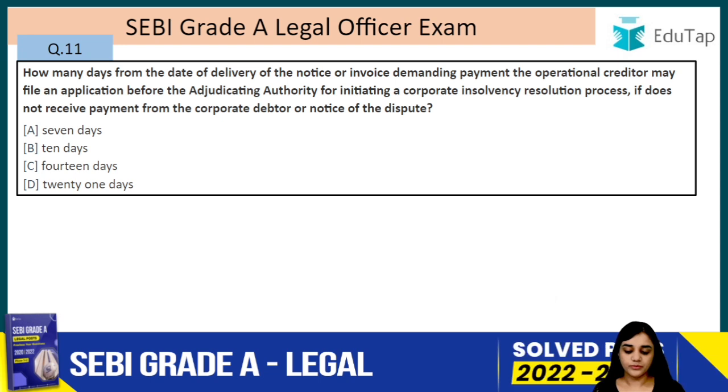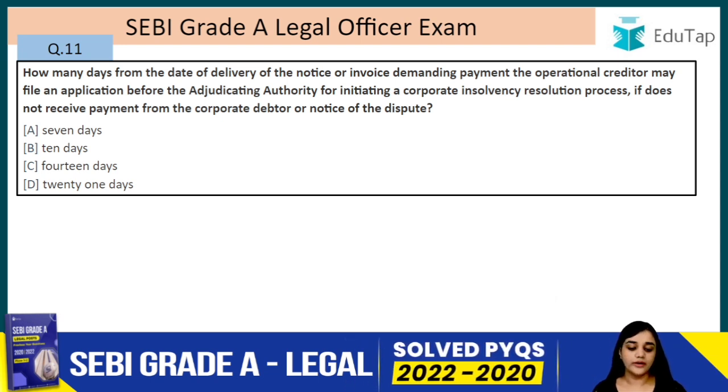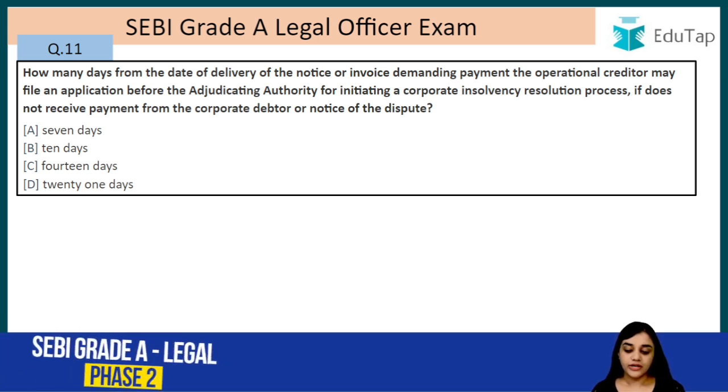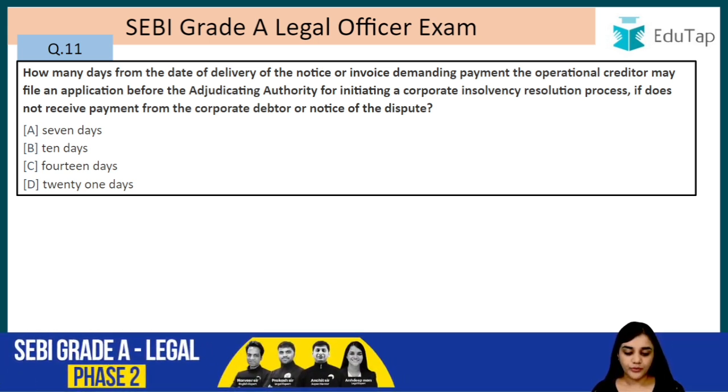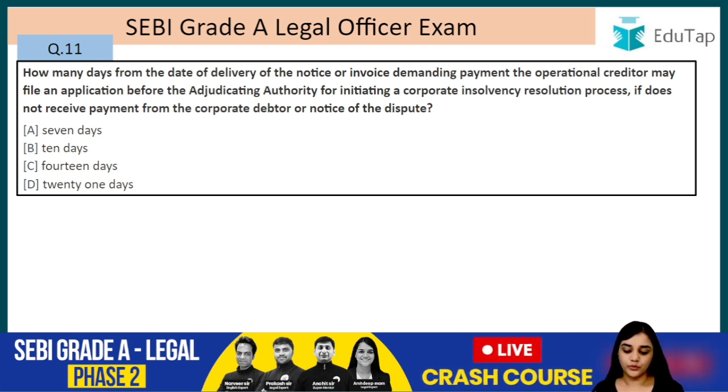How many days from the day of delivery of the notice or invoice demanding the payment may the operational creditor file an application before the adjudicating authority for initiating a corporate insolvency resolution process if it does not receive payment from the corporate debtor or notice of the dispute? The answer to this question is B, that is within 10 days.